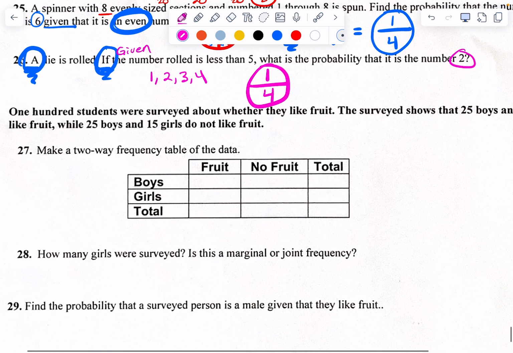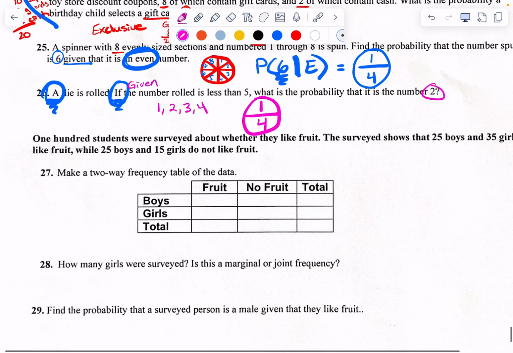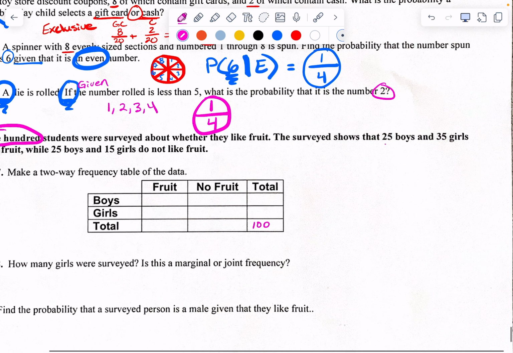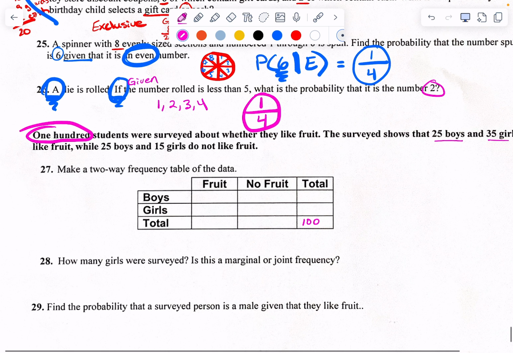29. Make a two-way frequency table of the data. All right. 100 students were surveyed about whether they like fruit. 100, where does that go? Total. 100 students, whether they like fruit. Their survey showed that 25 boys and 35 girls like fruit. Where does that go? Fruit column. 25 boys and 35 girls, which makes a total of 60 students that like fruit.